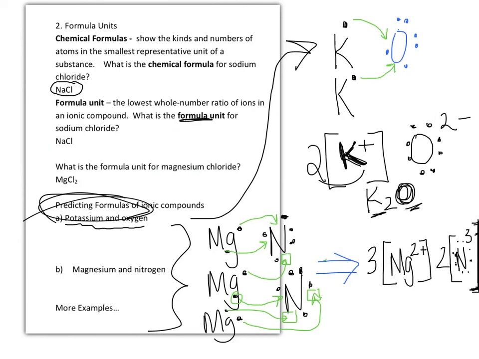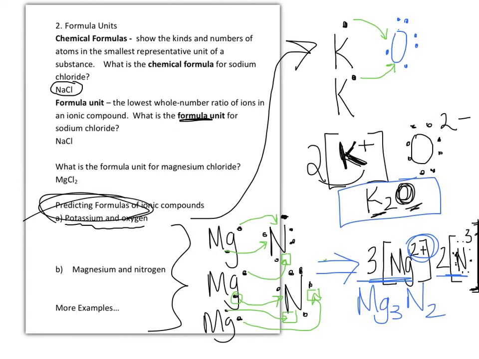So anyway, you have 3 magnesium and you have 2 nitrogen, and magnesium is positive, it's the cation, so it will go first when we're writing the formula like we did up here, and so it'll be Mg3, and nitrogen is second, and it is the anion, N2, Mg3N2, and that is the formula.